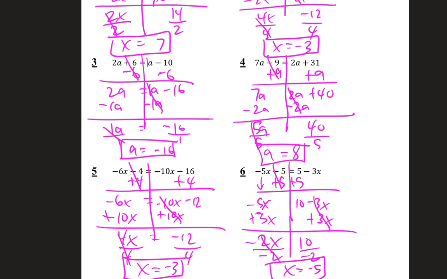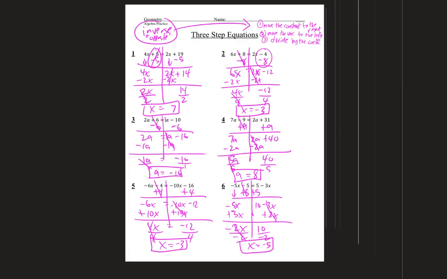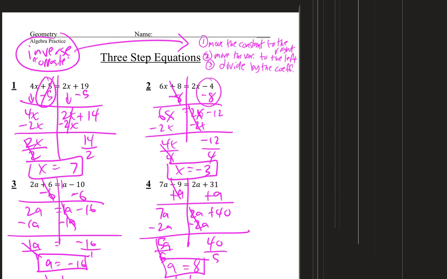So that's it. All we're going to do is follow those same 3 steps every single time. Move the constant to the right by doing the opposite. Move the variable to the left by doing the opposite, and then divide by that same coefficient.